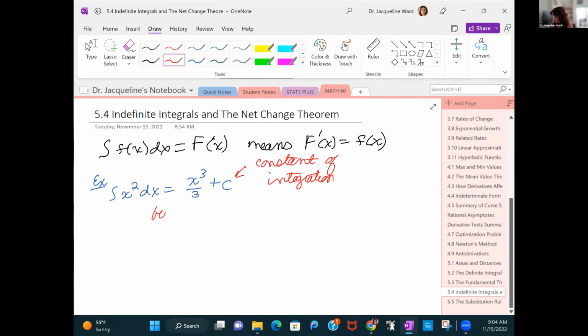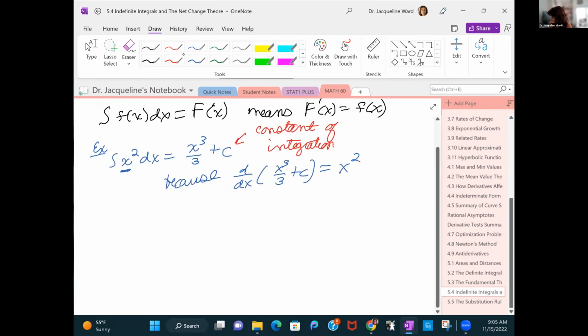Right, and this is true because, let me do that in blue, when you take the derivative of x cubed over 3 plus c, you bring the 3 down, it cancels, and then you reduce 1 from the power, you get x squared, and the derivative of the constant is 0. So the derivative gives you back that integrand. And again, we know from the fundamental theorem of calculus that differentiation and integration are inverse processes. So let's see some more.